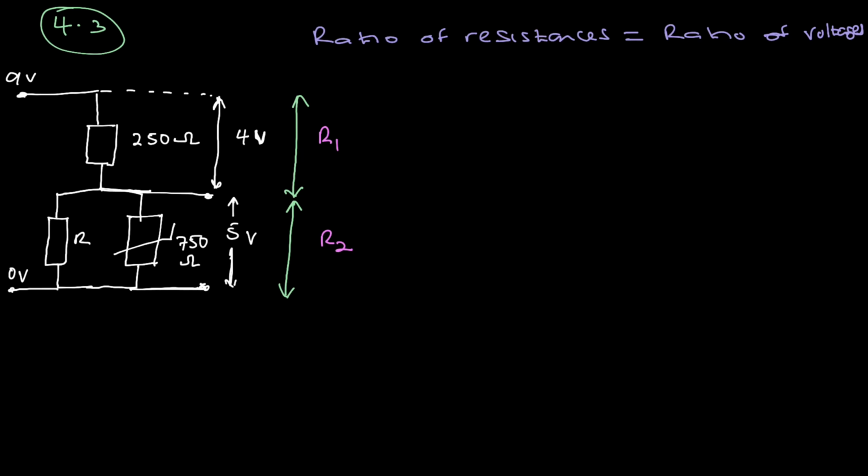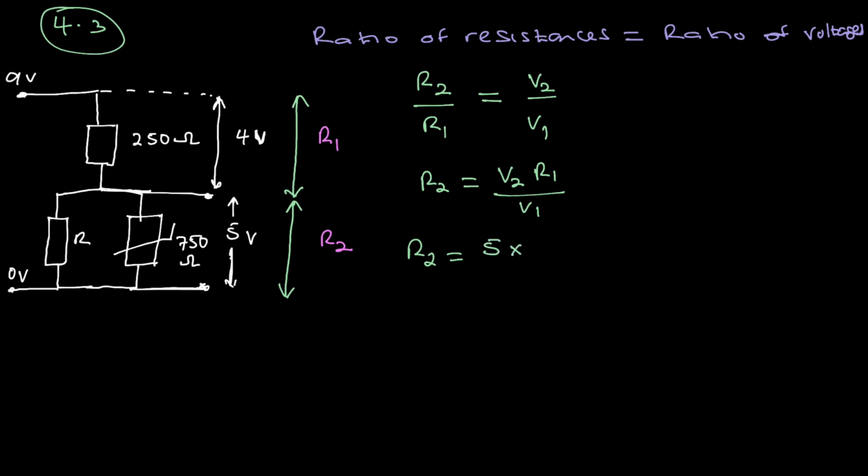Right, so we can then write that R2 over R1 must equal V2 over V1, and therefore R2 will be equal to V2 R1 over V1. So R2 will be equal to V2, which is 5, times R1, which is 250. We need to divide it by V1, which is 4. Therefore, R2 will be equal to 313 ohms.